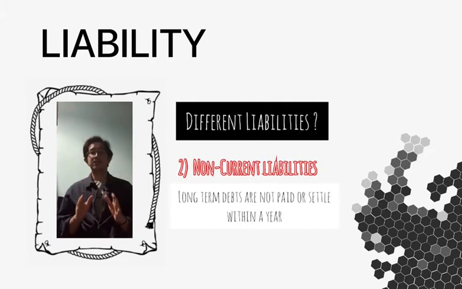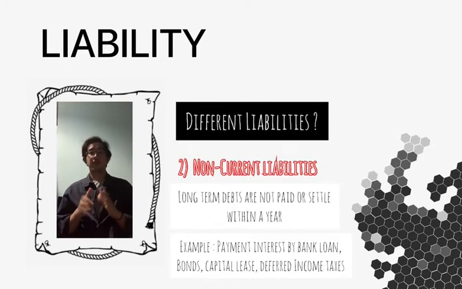When a business wants to raise money from outside to fund its operations or invest in a new asset, it has a couple of options. For instance, a long-term loan from a bank, which in return will expect to be repaid with interest. Furthermore, the business can also choose to issue bonds instead. The other types of non-current liabilities are capital lease and deferred income tax, which is definitely for another day.